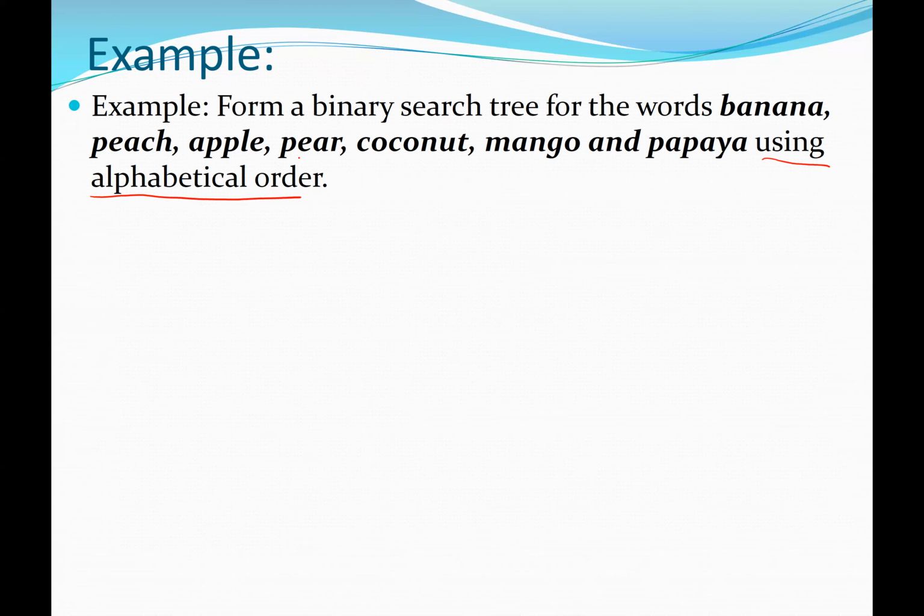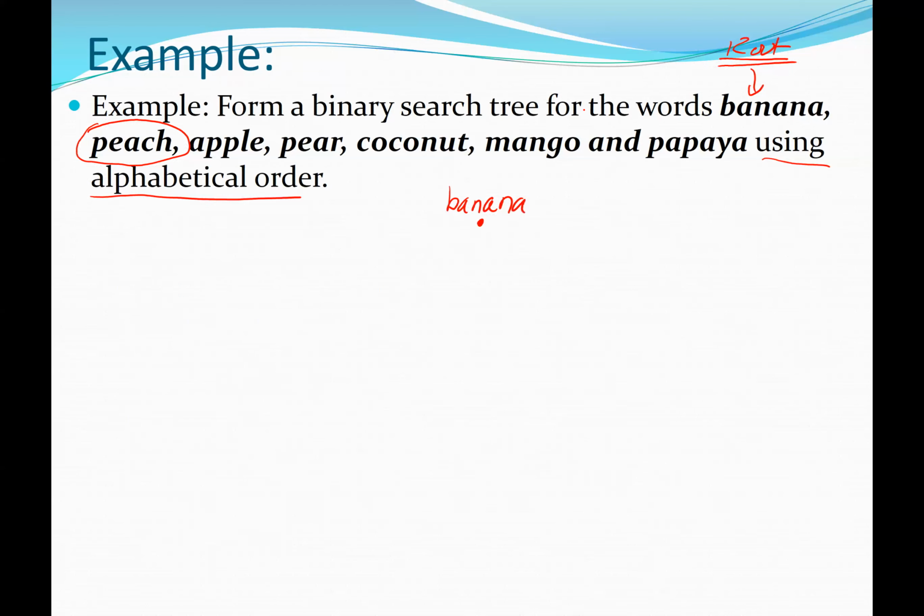Okay. So what is the root? According to the rule, the first item in the list will be the root. So banana will be the root. So you can see the comparisons that we're going to have. We have banana, all right, that will be your root. And then now you compare peach to banana. All right, so that's when you apply alphabetical order, right?